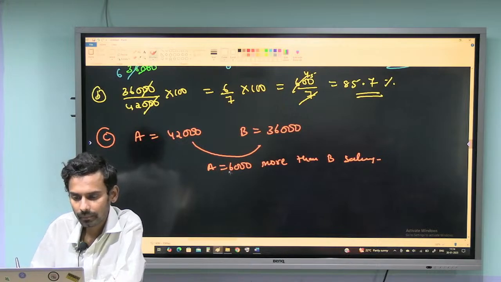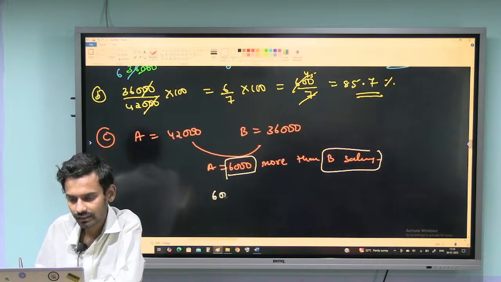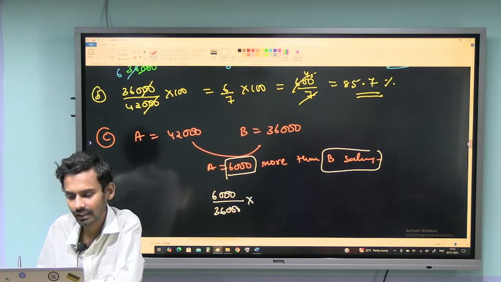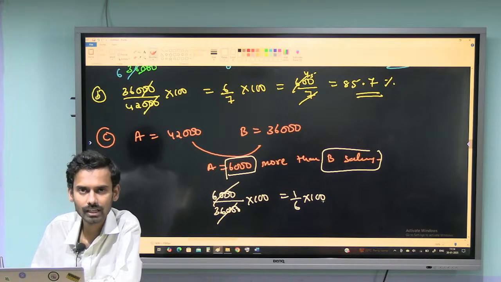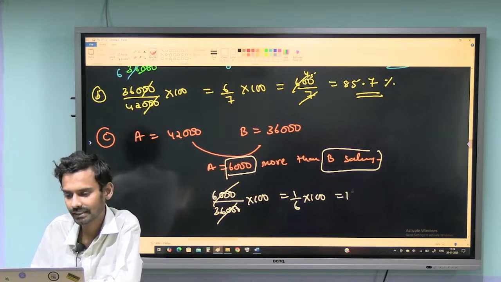Here I need to compare this 6,000 with respect to B's salary. So 6,000 divided by B's salary, which is 36,000, into 100. So if you cancel this, this will be 1 by 6 into 100. Now from the table I already know the value of 1 by 6, which is 16.66%. So my answer will be 16.66%.